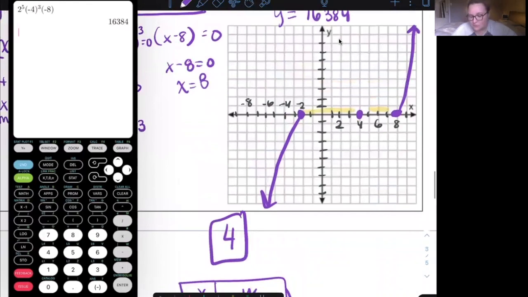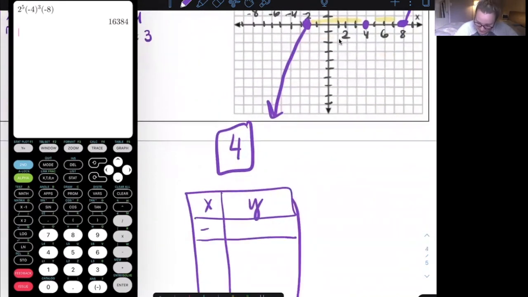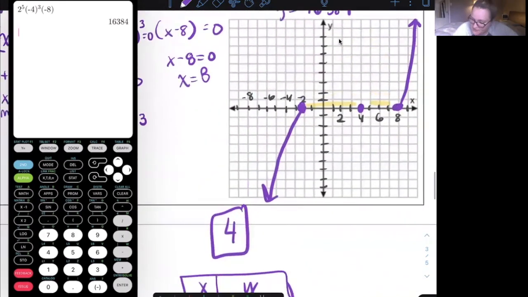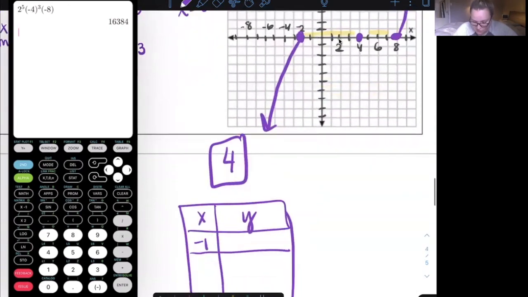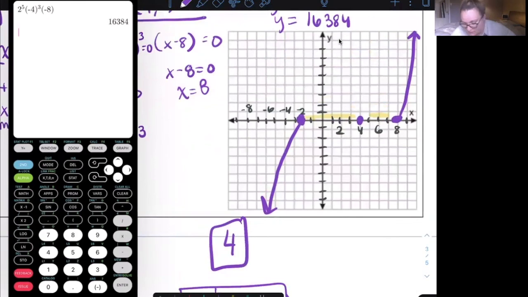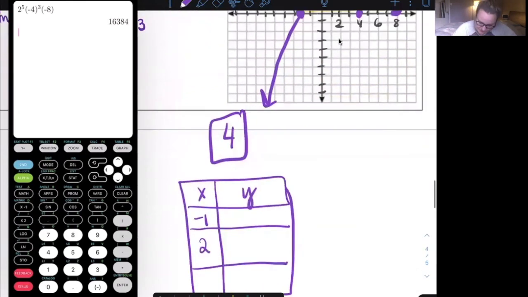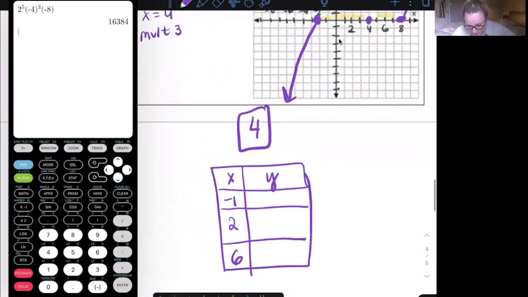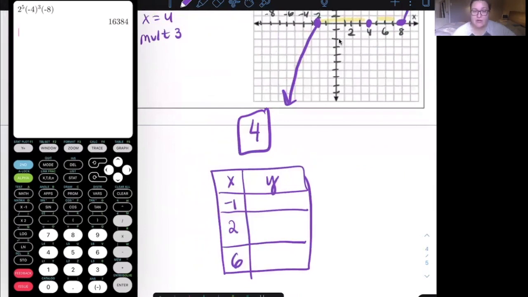For this one, we need to pick some x values between the y-axis and this x-intercept. So I would use like -1. We're going to want a point between the y-intercept and this, so I would just pick like 2. And then you're also going to want to plug in a value between 4 and 8. I would just pick 6. So plug in those values for x and find your y value, and then plot those points. Go ahead and give it a shot on your own. Press pause and then press play when you're ready to check your work. I'll see you on the other side of this problem.